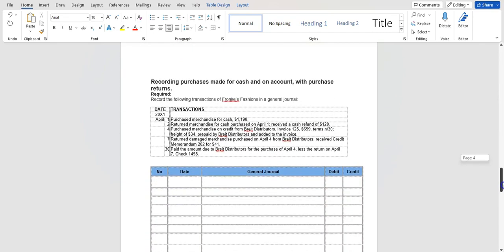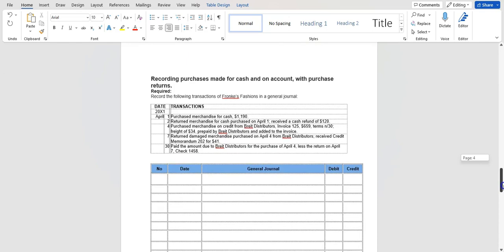And in this problem, we're going to be looking at recording purchases made for cash on account with purchase returns. The previous one was with the credit memo. Okay, let's see what this one's going to consist of.